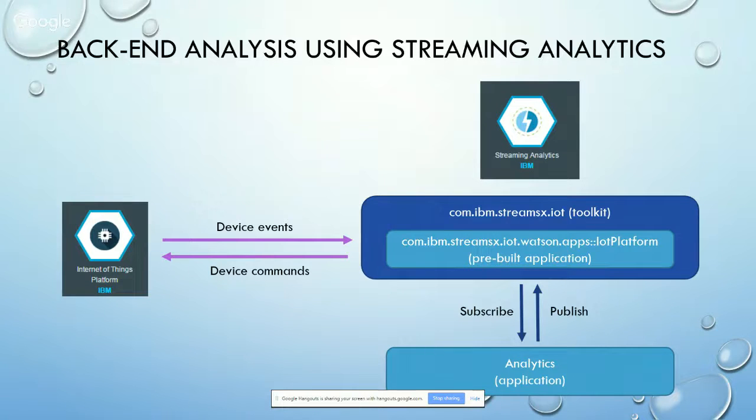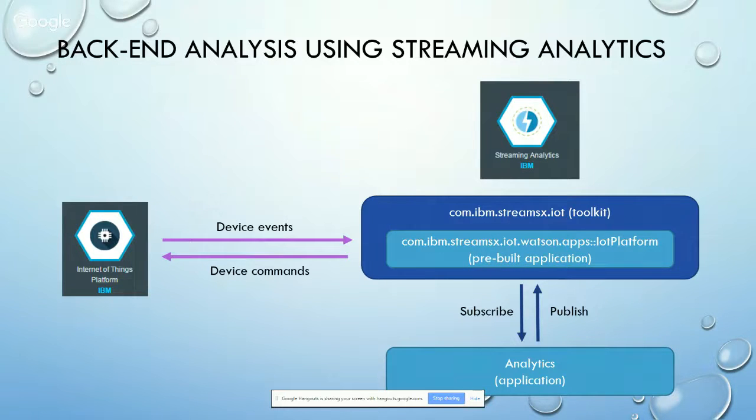IBM Streams has a number of toolkits available that make it easy to write Streams applications, and these toolkits are publicly available for free in the IBM Streams GitHub repository. One such toolkit is the StreamsX IoT toolkit. This toolkit facilitates the writing of Streams applications that integrate with the Watson IoT platform.